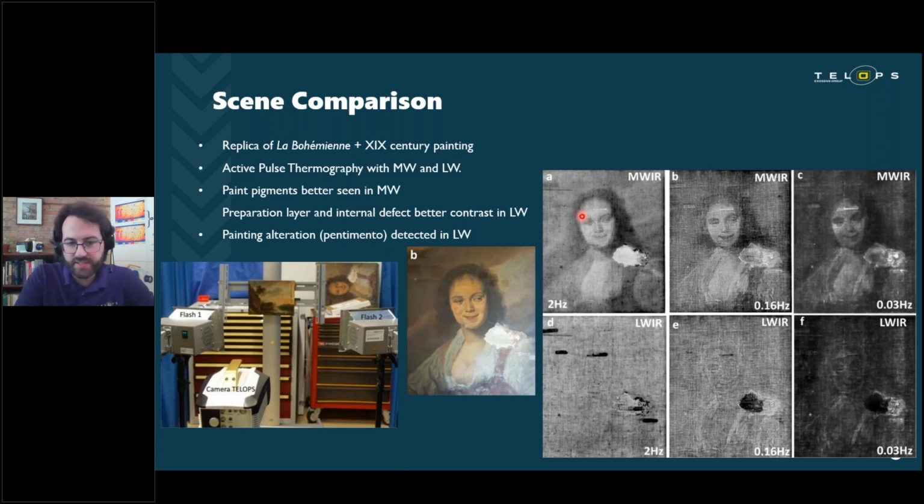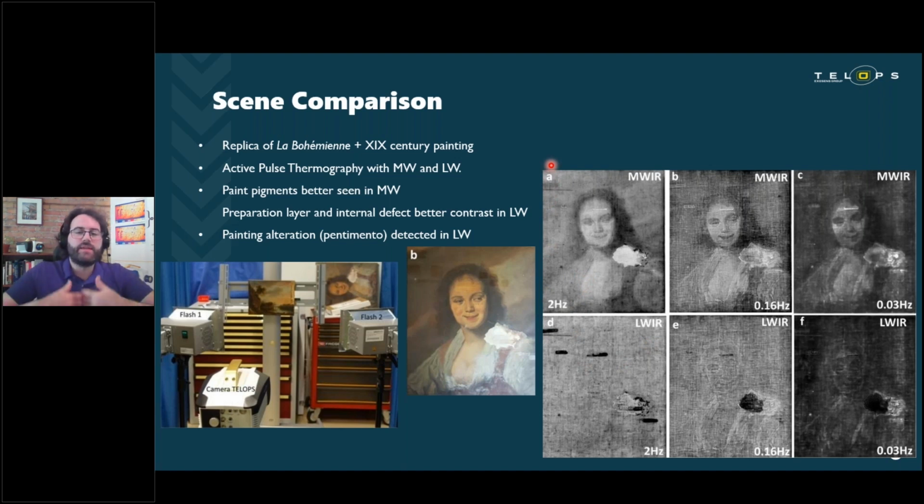So we have a comparison here of the first painting. It's called La Bohémienne. It was a replica, so that's why they added little splotches of paint and little traces here and there to do that first test. And you could see that the paint pigments are still quite visible in midwave, whereas they're practically invisible in long wave. I will mention these are phase amplitude images.